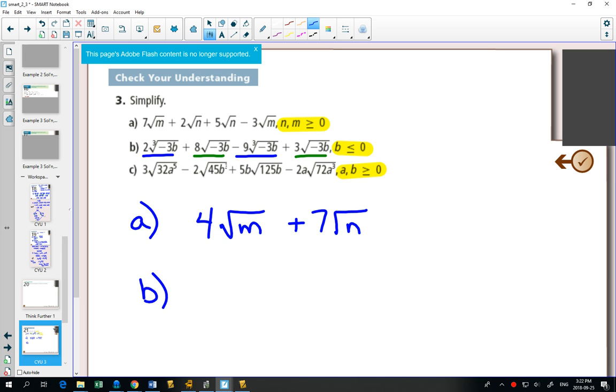So if I do the cube root ones first, I have 2 cube root ones minus 9, which will leave me with negative 7. And then if I do the square root ones, I have 8 plus 3. And now our radicals are not alike, so we're done.